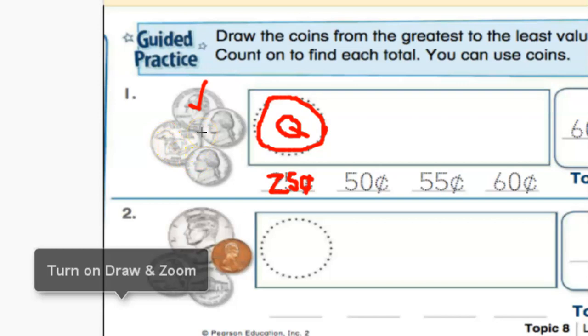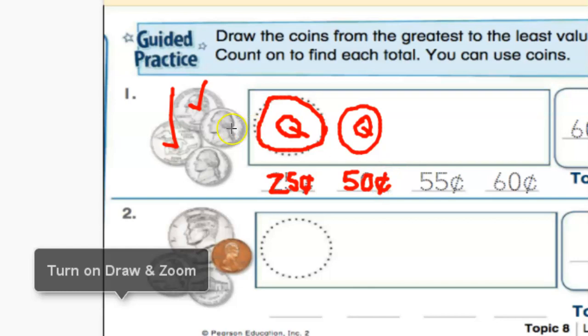So if you look at the next one, it is also a quarter. So I'm going to draw another circle, and I'm going to put a Q in it. Okay, I know that 25 and 25 is 50. Remember how we count 25s? 25, 50, 75, a dollar. So 25, 50, because I've got two quarters. So 50 cents, and I'm going to put a check on it. Don't want to forget my cent sign.